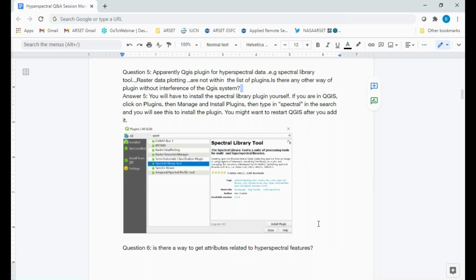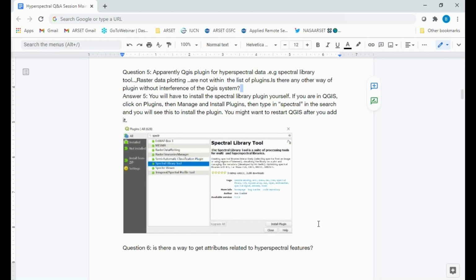For example, the spectral library tool, raster data plotting, are not within the list of plugins. Is there any other way of getting the plugin without interference from the QGIS system? So how this works in QGIS is you'll only have the plugins that you've installed directly within your version of QGIS. So when you do that download in QGIS, you'll get all of the standard tools, all of the standard things about QGIS, but you won't have all of those plugins preloaded.